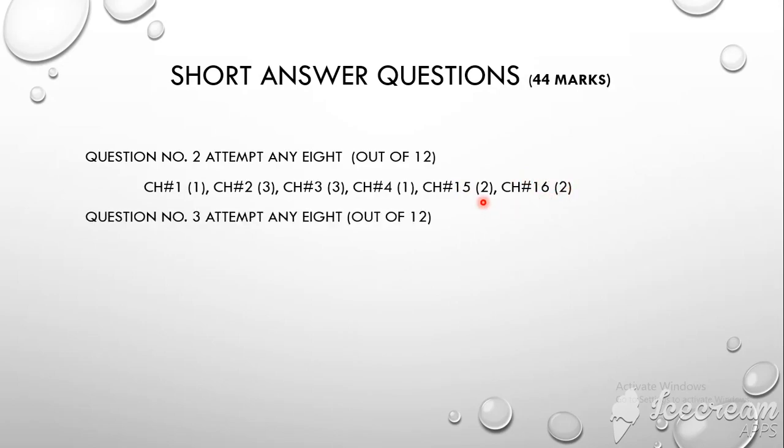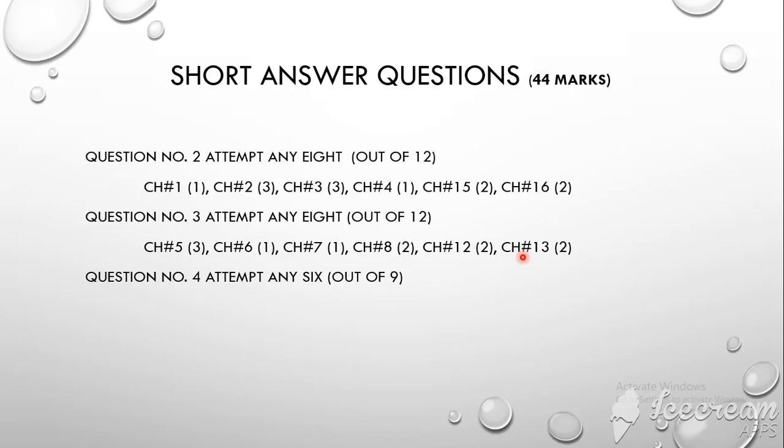In question number 3, you have to attempt 8 short questions out of 12, and the division of these 12 short questions along the chapters is like this: chapter 5 has 3, chapters 6 and 7 have 1 short question each in the paper, chapters 8 and 12 have 2 each, while chapter 13 also has 2 short questions.